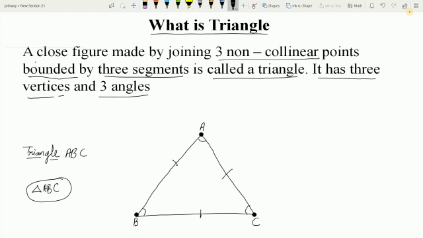As you can see, it has three sides, which is side AB, side BC and side AC. उसी तरह से इसमें three angles हैं या three vertex, क्योंकि जिस point पे angle form होता है उसे हम vertex भी कहते हैं. So we can write angle A, angle B or angle C, and we can also write vertex A, vertex B and vertex C.